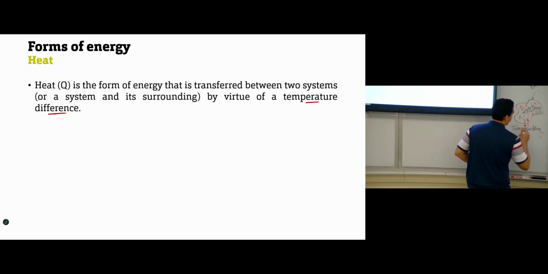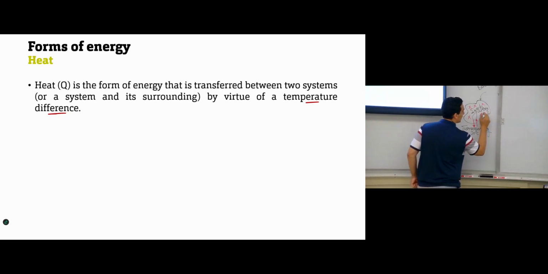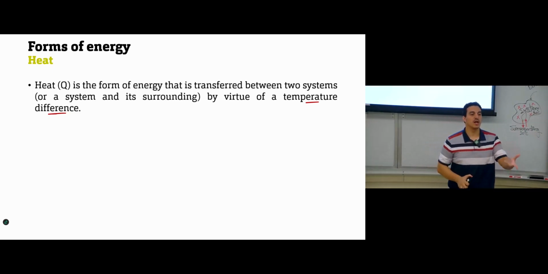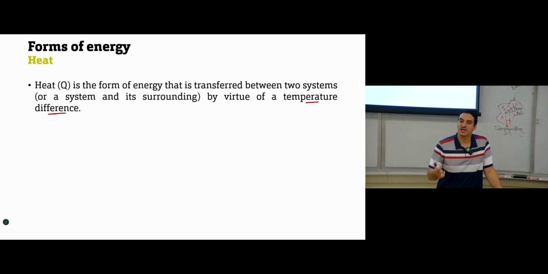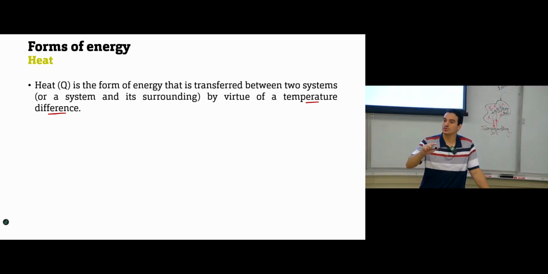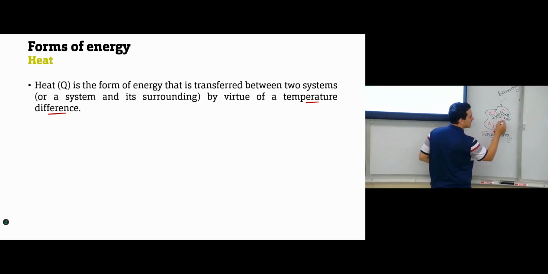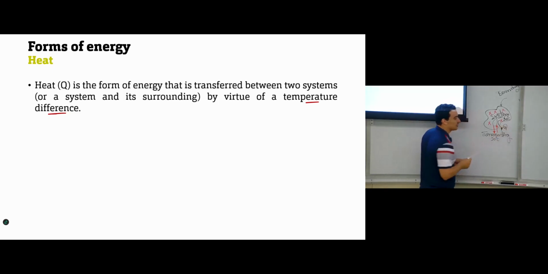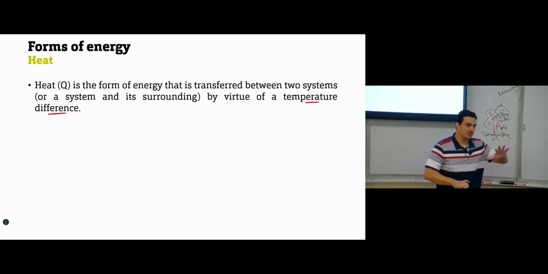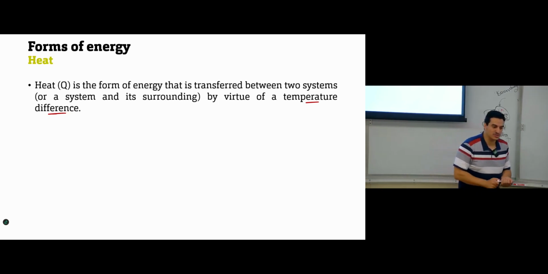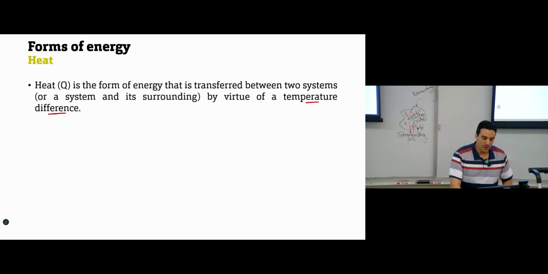But if your system, for example, is 30 degrees Celsius, now we have a temperature difference, so we'll have heat transfer. And what will be the direction of heat transfer? Heat is always transferred from the high to the low temperature. So the system is 30, surrounding is 20, so the system has higher temperature, so the heat will move from the system to the surrounding. If the opposite, the surrounding has higher temperature, so the heat will go from the surrounding to the system.